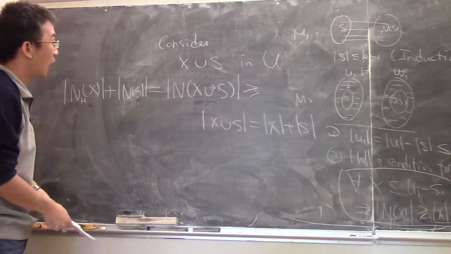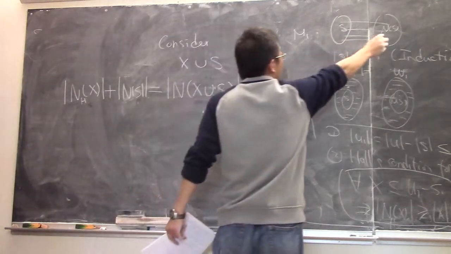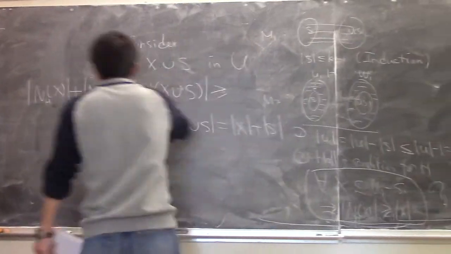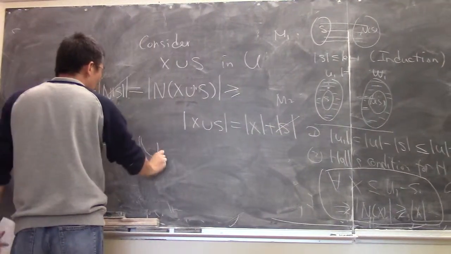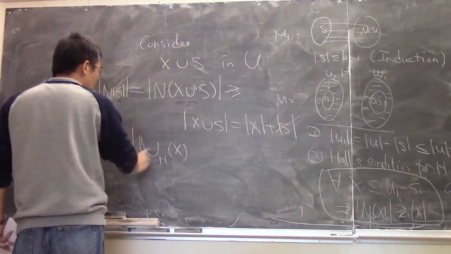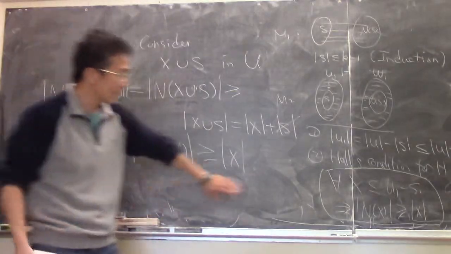And now, I know by my assumption, I already know S is perfectly matched with N(S). So these two terms can be cancelled out. The conclusion is the neighborhood of X in H, cardinality is greater than or equal to the cardinality of X. That's exactly what I want.